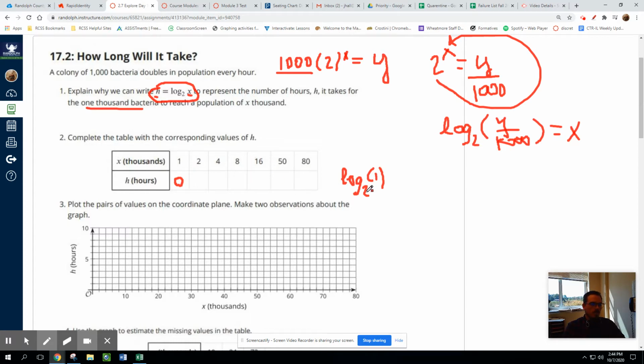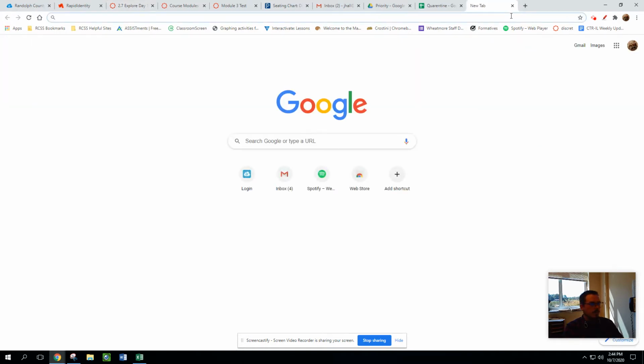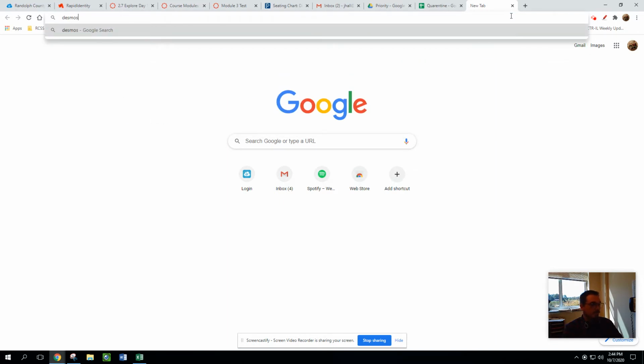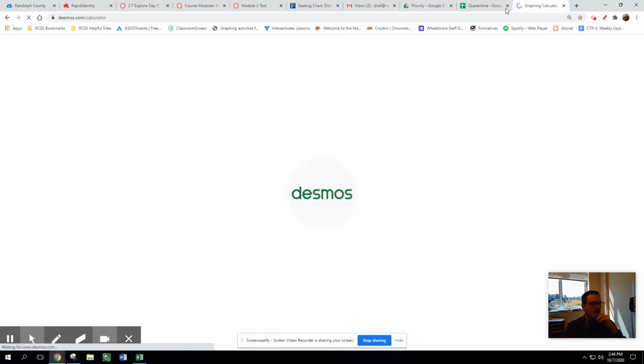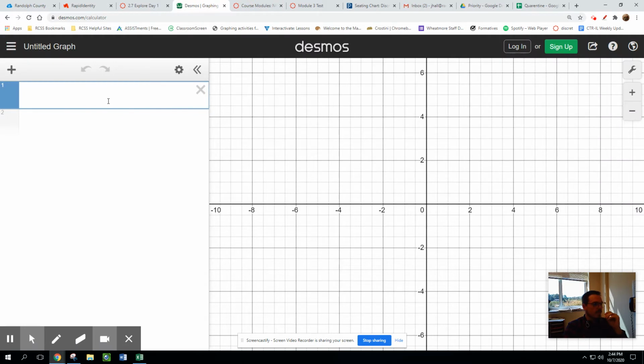What power on 2 would I need to get 2? A power of 1. What power on 2 would I need to get 4? A power of 2. Now, if you want, we can always go back and take this to Desmos. When I go to Desmos, I'll hit graphing calculator. Let me bring it back over here, and what we'll do is create a table. So we know that the function is log base 2.